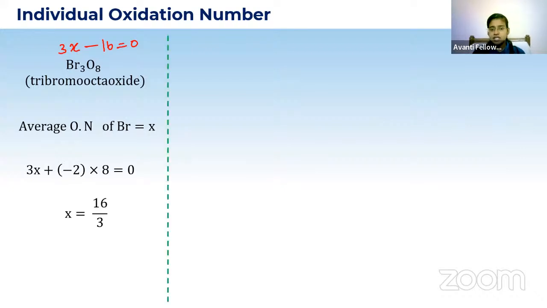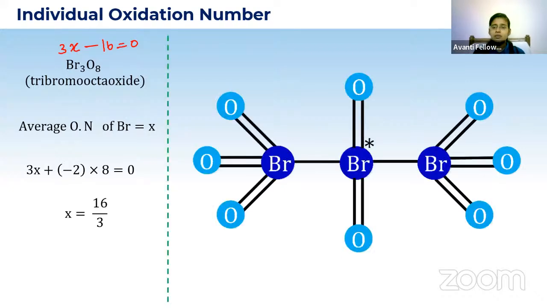Now let's go for the structure. 3 bromine and 8 oxygens are bonded in this manner. Now take all the bonds. First you take one of the Br-O bonds. When you compare oxygen and bromine, oxygen is again an electronegative element. So it is going to pull the electrons towards itself. So -2 plus 2. And for the second bond also -2 plus 2.